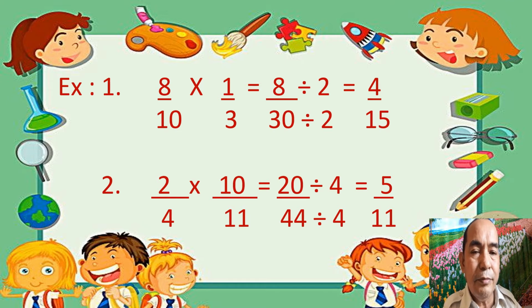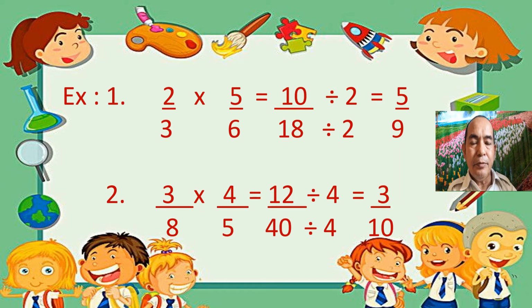So, 20 divided by 4 will give us 5. 44 divided by 4 will give us 11. So, the result will be 5 over 11. So, 5 over 11 is now in the lowest term because we can no longer find common factors for 5 and 11 except 1.